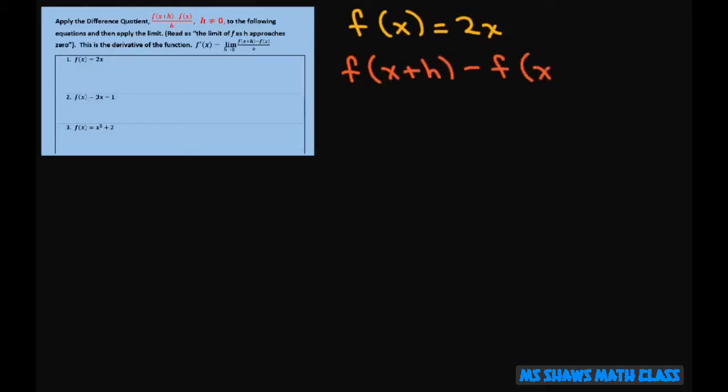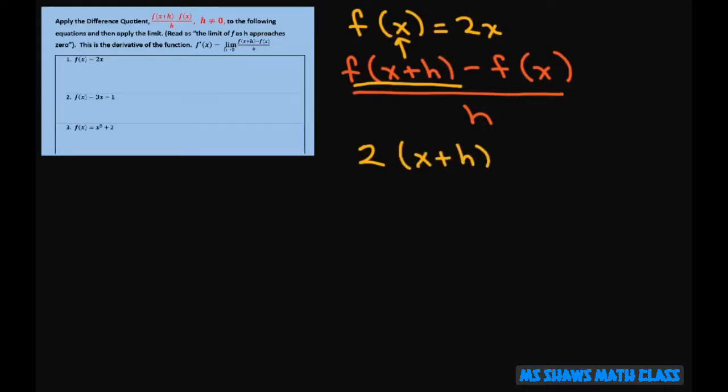We have f of x equals 2x. And we have our difference quotient is f of x plus h minus f of x divided by h. So we do this in two pieces. First, do this part. So plug that in, and you're going to get 2 times x plus h. Now we're going to do this part minus 2x divided by h. Okay, then we're going to apply the limit as h approaches 0.